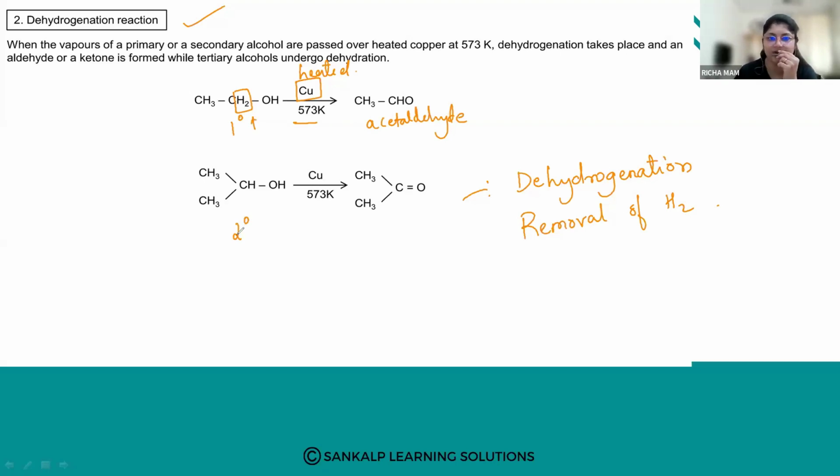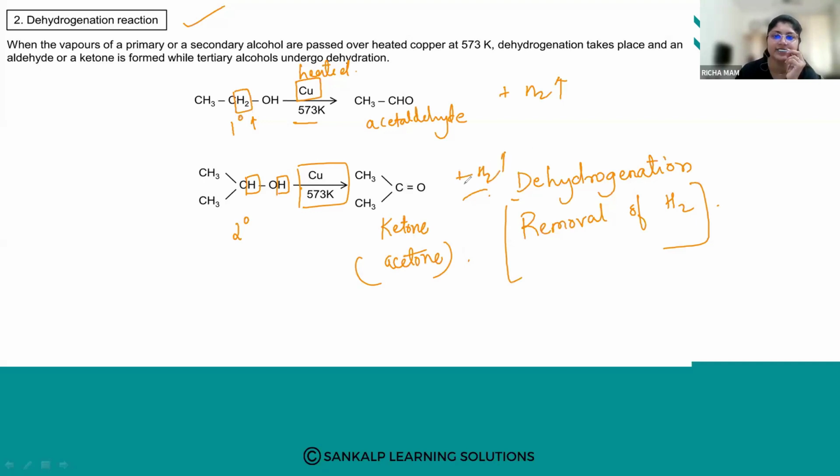Similarly, when we have a secondary alcohol and we treat it with copper, heating at 573 Kelvin, what are we going to get? We are going to get a ketone. These two hydrogens are removed, so it yields the removal of a hydrogen molecule and we get a ketone. Which ketone is this? It is acetone, plus hydrogen gas is liberated.